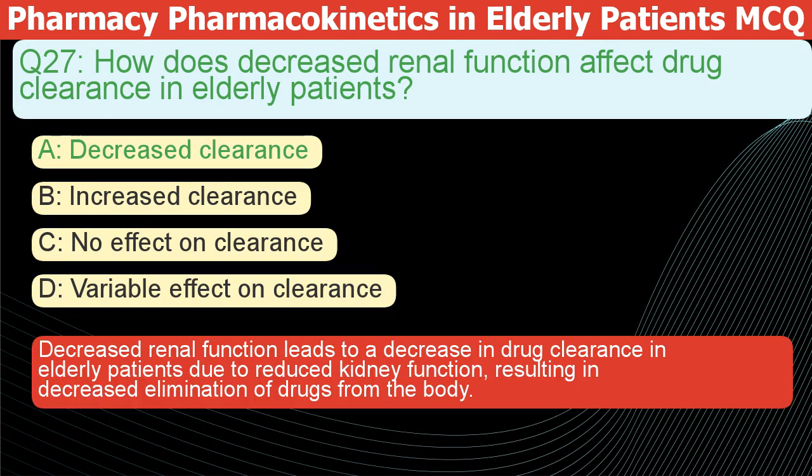The correct answer is A. Decreased renal function leads to decreased drug clearance in elderly patients. This is due to reduced kidney function, resulting in decreased drug elimination.